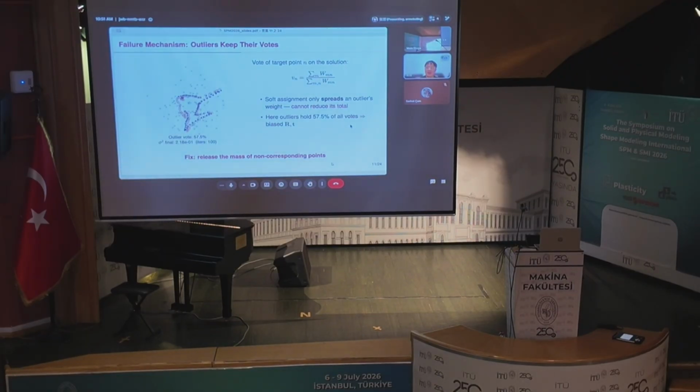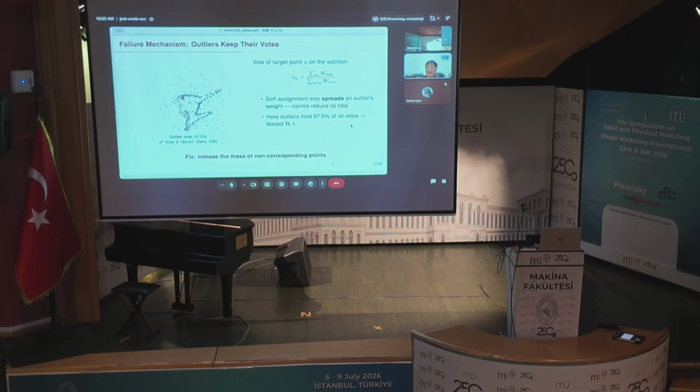In this example, the outlier was 47.5%, almost more than half. The result is wrong. Now the fix is clear. We want the mass of the 5 outlier points to go to 0.